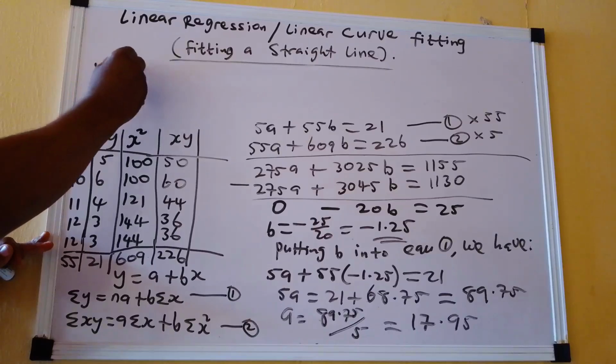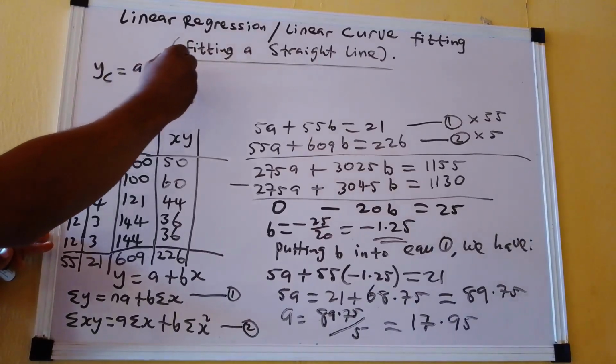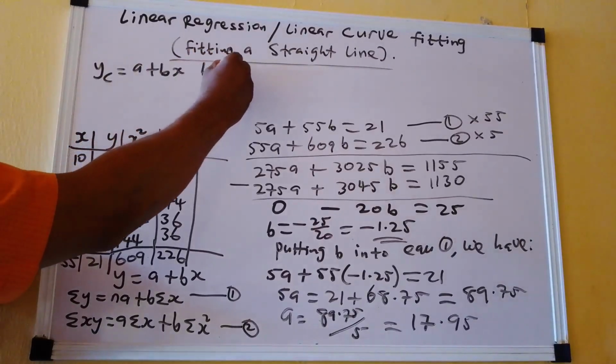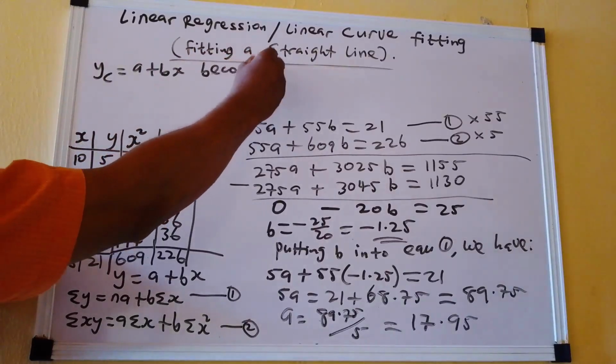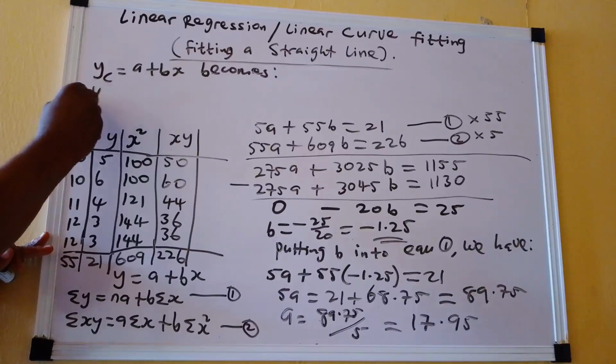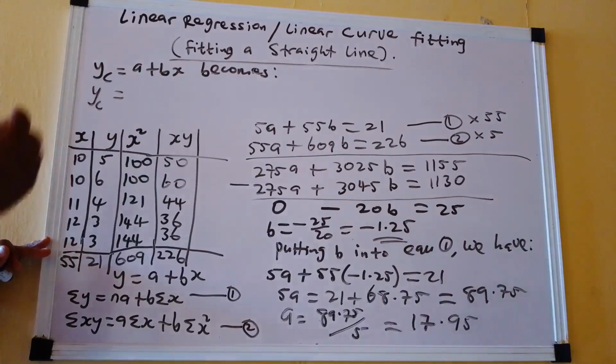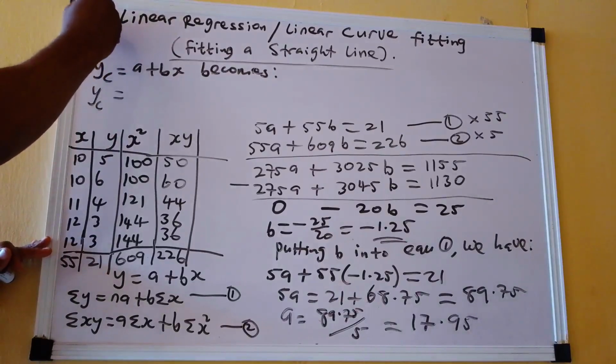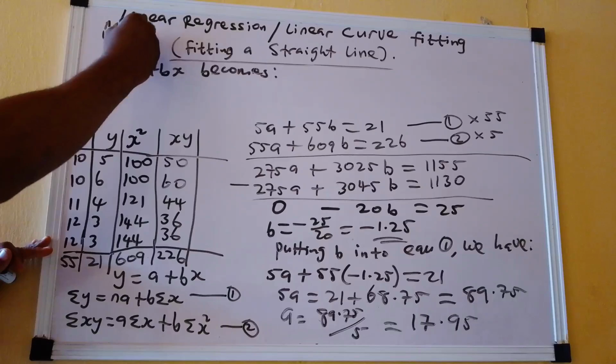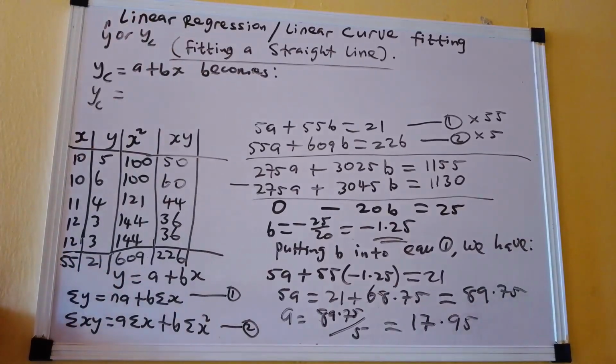yc is equal to a plus bx becomes y subscript c, that means the estimated y. Some authors write it as y hat, some others call it yc, so they are both estimated values of y. That is what it means. So this model is used to estimate y.